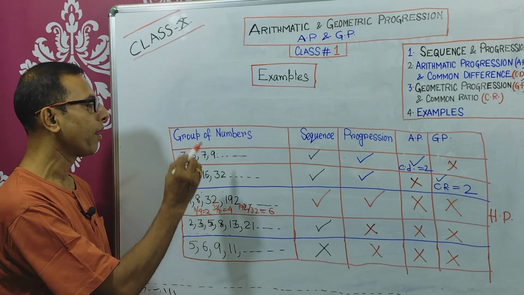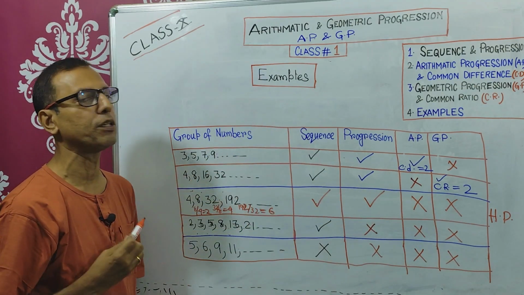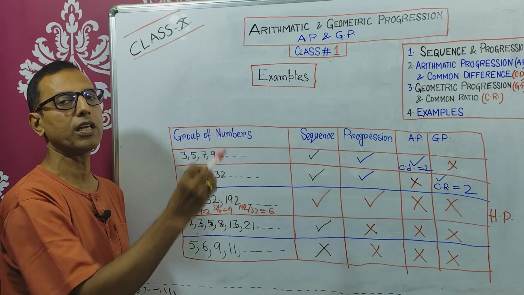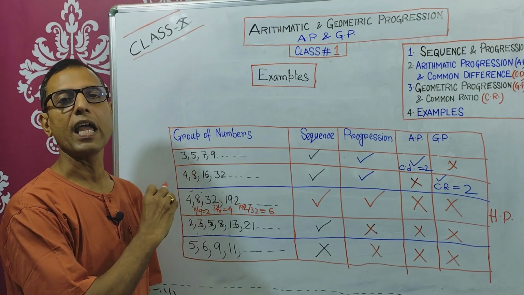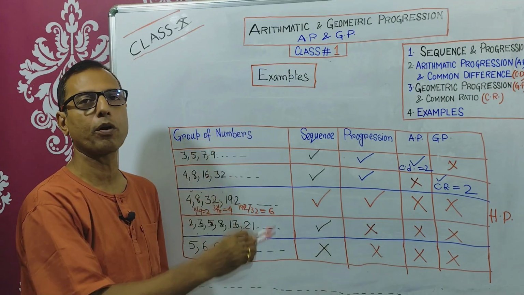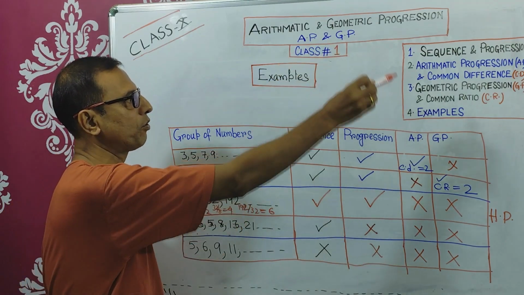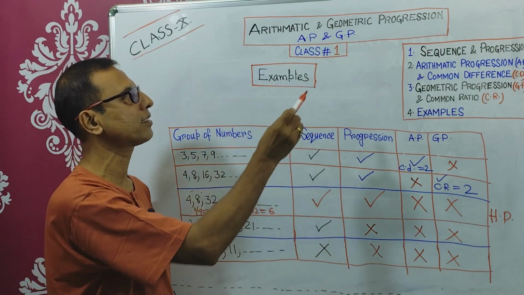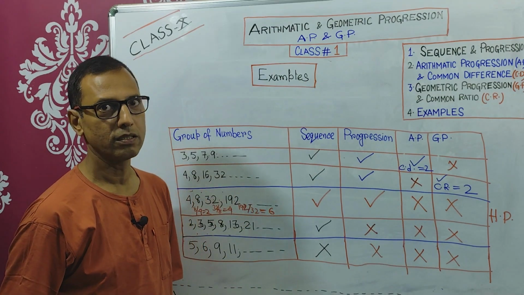Now, I hope from this table it is very much clear to you the difference between these four: sequence, progression, AP and GP. And you remember what I told you already, any sequence may not be a progression, but any progression is always a sequence, right? So I hope you understood the ideas clearly. Then in the second class I will come and discuss arithmetic progression in detail, right?